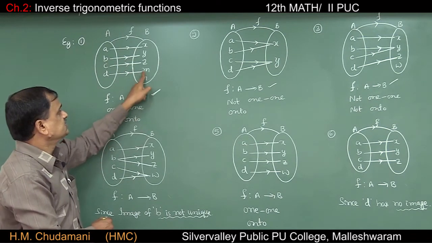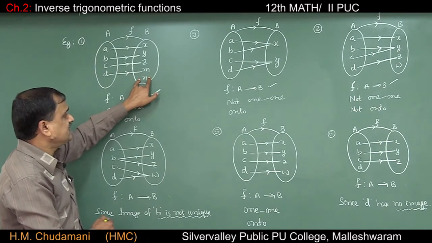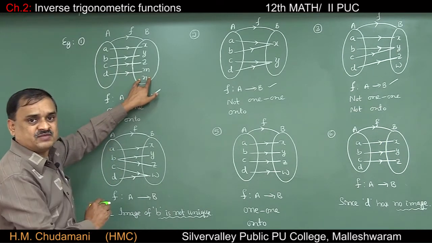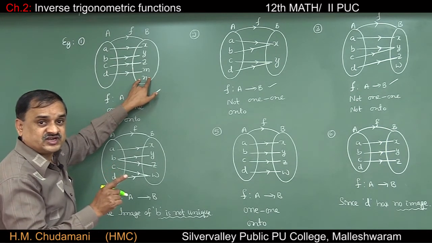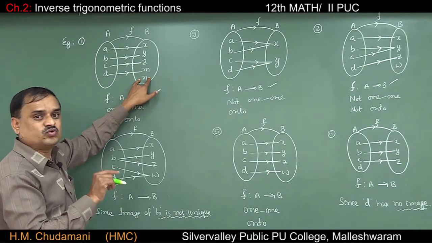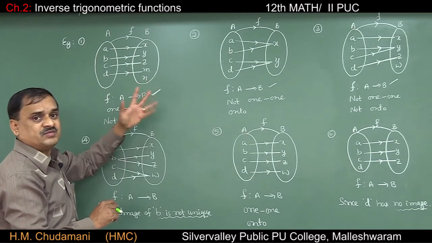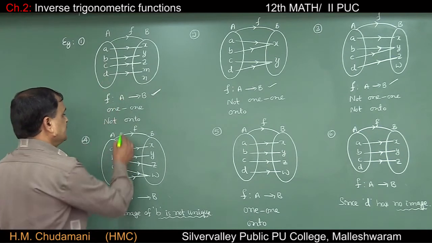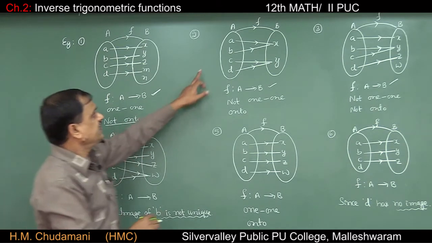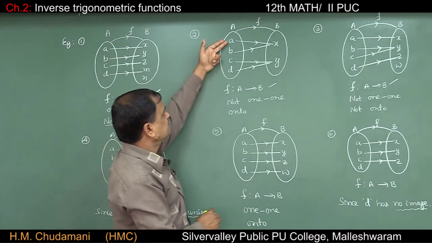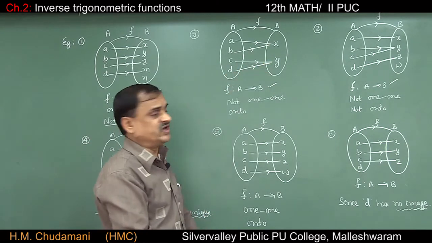Okay, but it is not onto because the element n has no pre-image. Onto means every element of the set B has at least one pre-image, right? N has no pre-image in set A. That's why it is not onto.